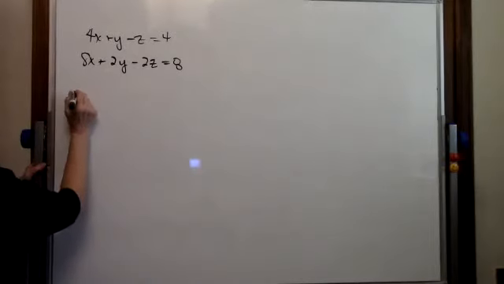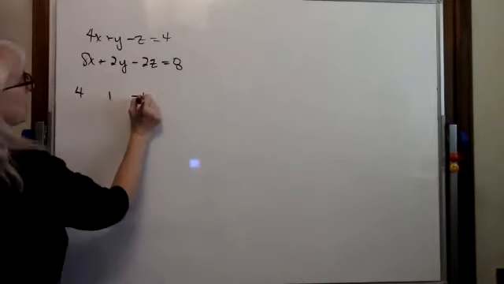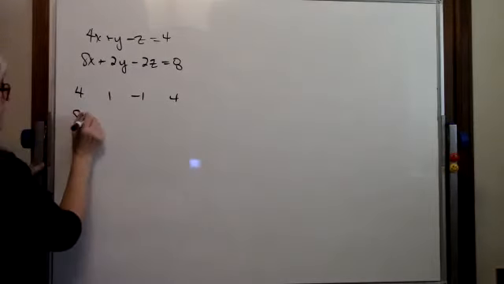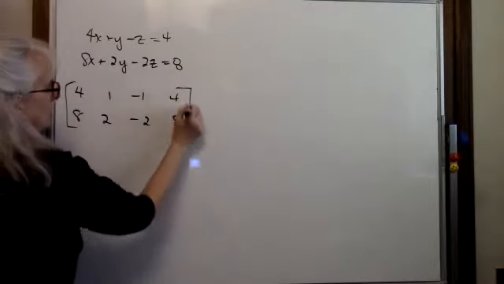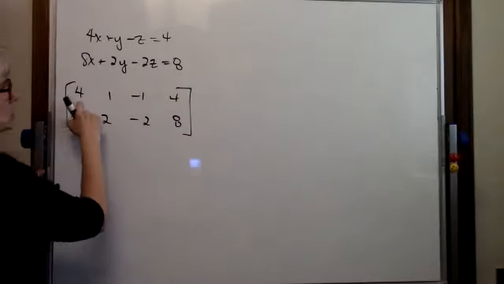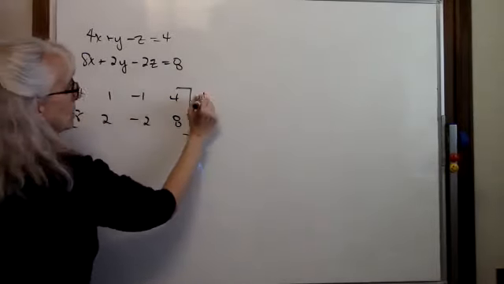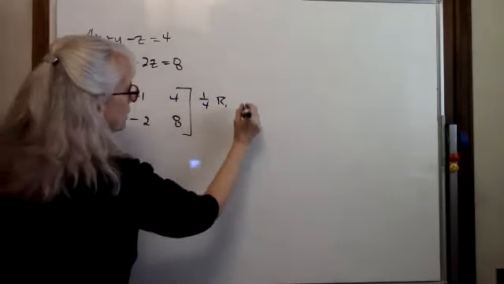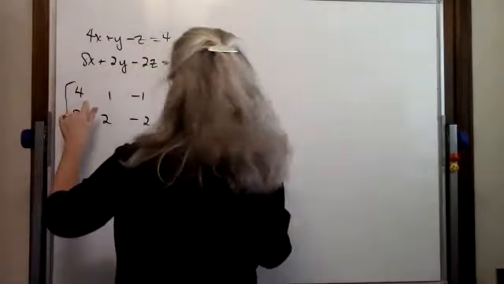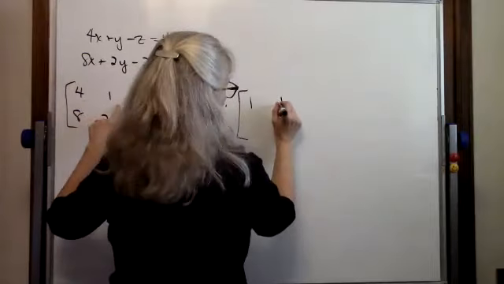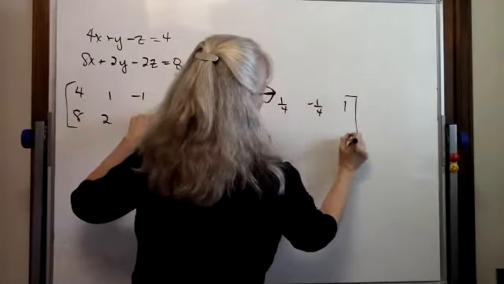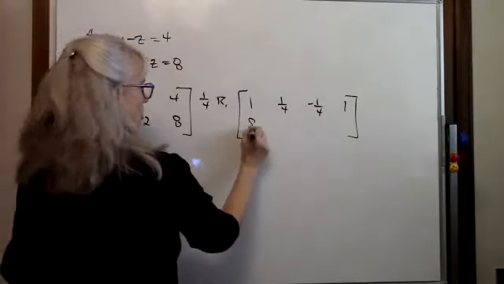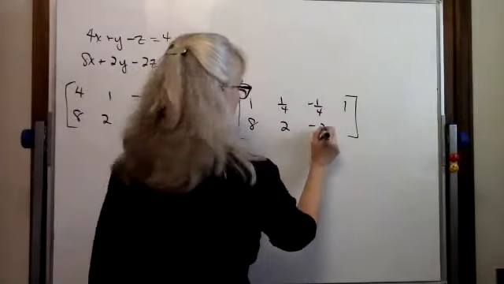So let's go ahead and write them down. We have 4, 1, -1, 4. We have 8, 2, -2, and 8. Okay, we're going to come in and multiply the first row by 1/4. So 1/4 for 1 is going to give me my 1. It's going to give me a 1/4, a -1/4, and a 1. Then 8, 2, -2, and 8.